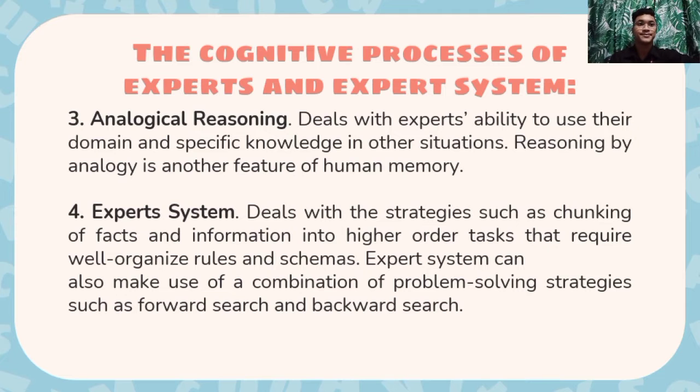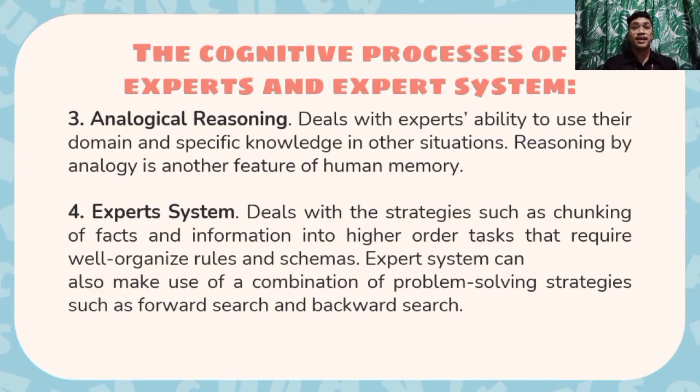The fourth is the expert system. Expert system deals with strategies such as chunking of facts and information into higher order tasks that require well-organized rules and schemas. Expert system can also make use of a combination of problem-solving strategies such as forward search and backward search. Expert systems are designed to solve complex problems by reasoning through bodies of knowledge represented mainly as if-then rules.